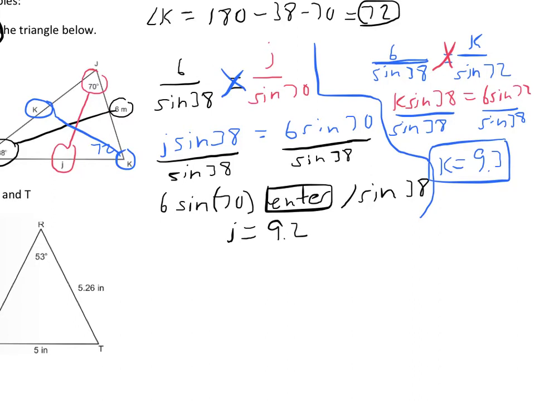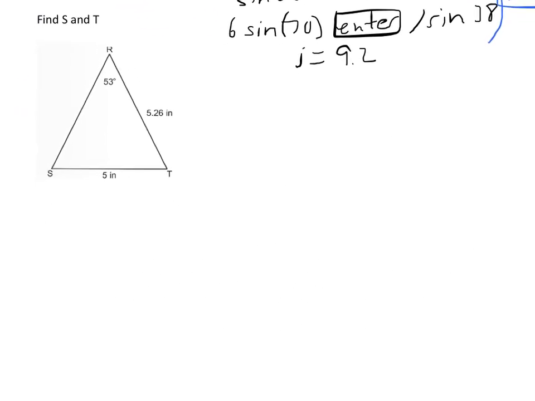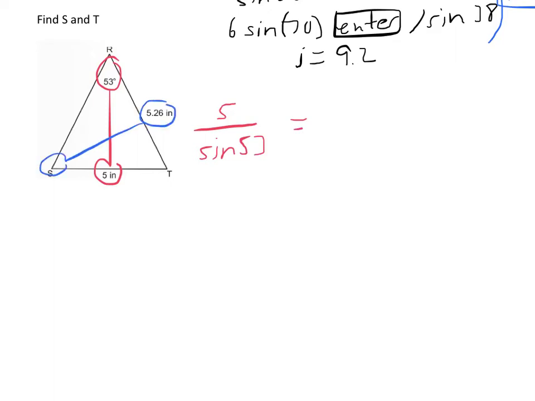Alright, next one. Similar scenario, find all the missing pieces, but now we only have one angle given. So we're going to match up these two, and we're going to write 5 over sine 53 equals, and now they give us a side but no angle. So we'll go 5.26 over sine s. Now again, before we were looking for sides right away, here we're looking for an angle, so we're going to have a little bit of a twist on this one to think about.